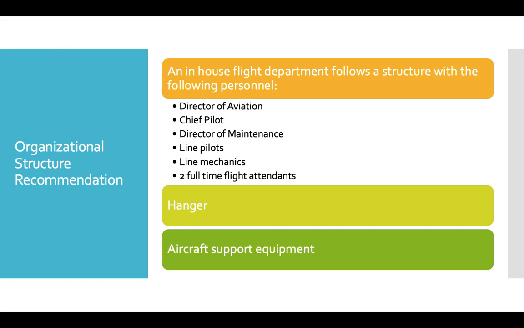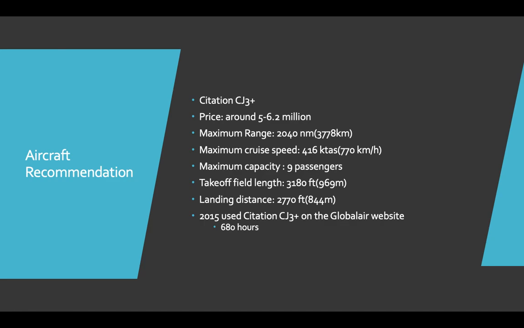In addition, the company also needs to lease a 10,000 square feet hangar and the required aircraft support equipment to park and maintain the aircraft. Then let's move on to the aircraft recommendations. The recommended option for this company is to use a small Citation jet, which has enough range to cover most of their trips.